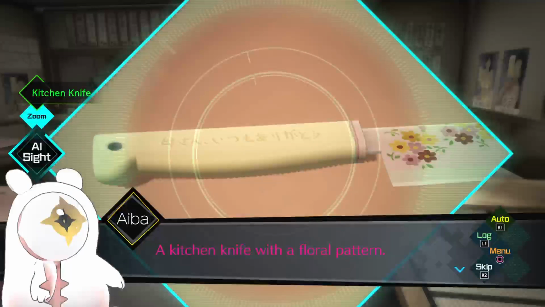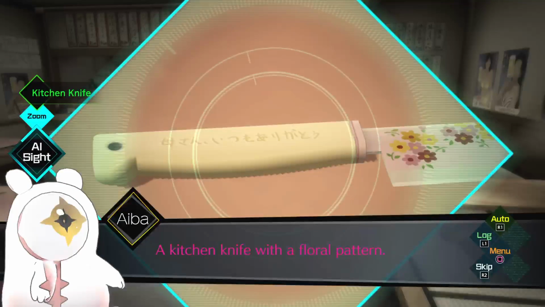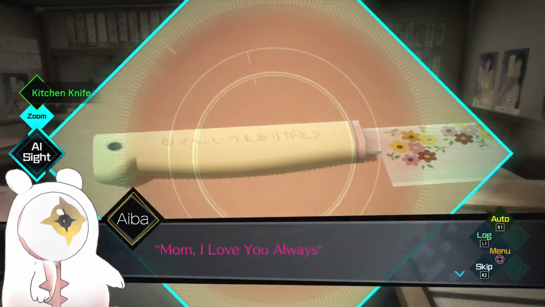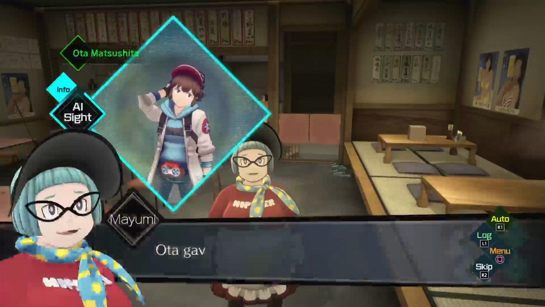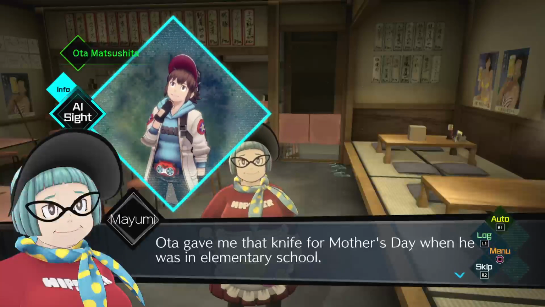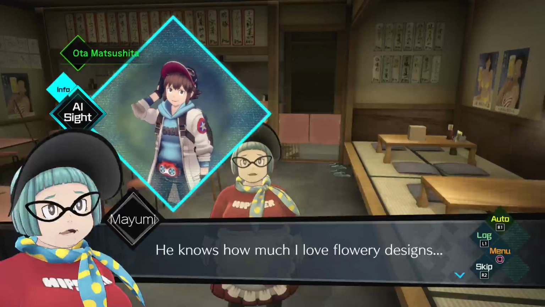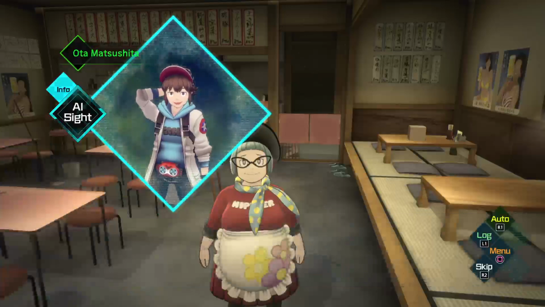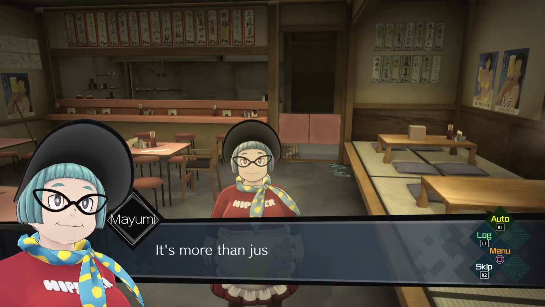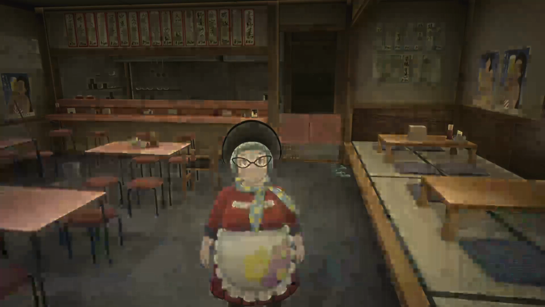Kitchen knife with a floral pattern. And there's something written on the handle. Mom, I love you always. Ota gave me that knife for Mother's Day when he was in elementary school. He knows how much I love flowery designs. I've used it every single day since he gave it to me. Oh, it's more than just a kitchen knife. It means the world to me.